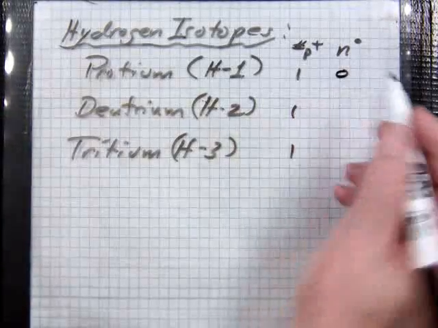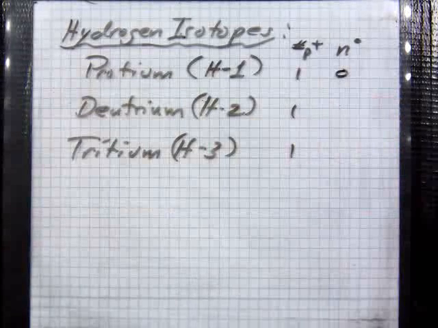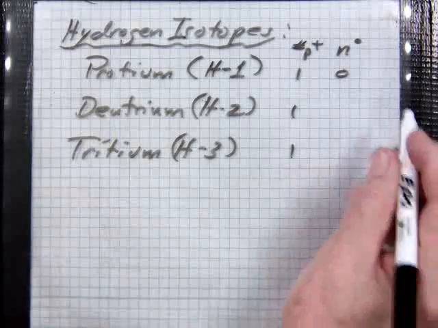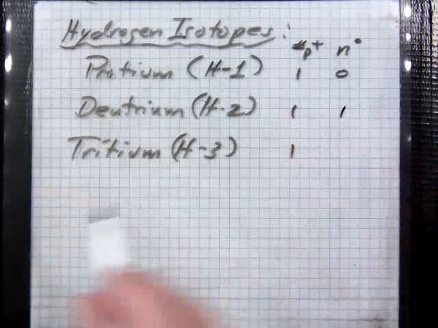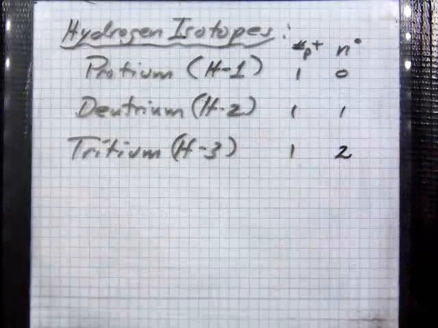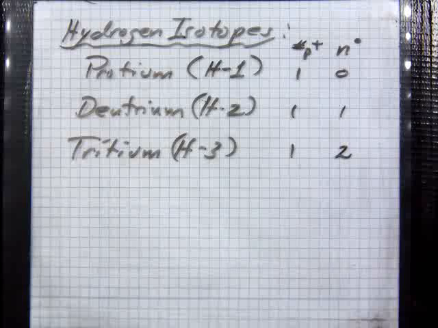Protium does not have neutrons. There's only one proton and one electron making up its atomic structure. But deuterium has a neutron and a proton, and tritium has 2 neutrons and a proton.